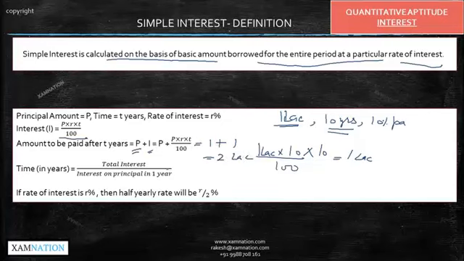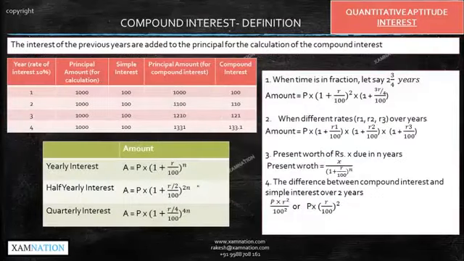Okay. All right. So sometimes we are asked to calculate the time, and we are given the total interest and the interest on the principal. So this will be the formula: the total interest upon interest on principal in 1 year. And sometimes we are asked to calculate the half yearly rate. So if the rate of interest is R%, then the half yearly rate in the case of simple interest will become R by 2%. All right. So so far we have seen the simple interest case.